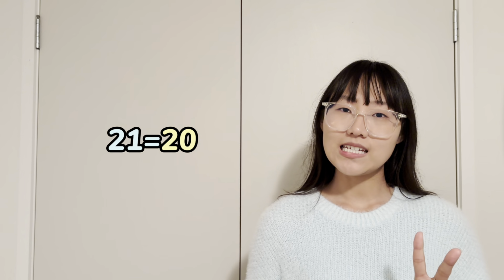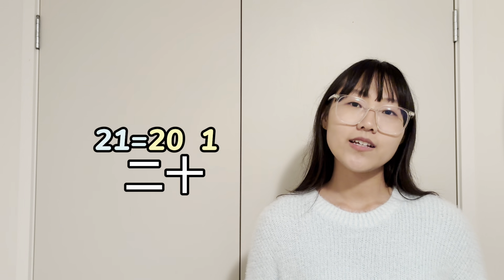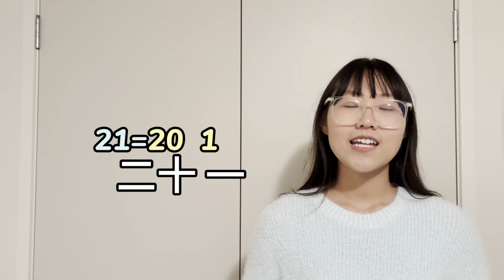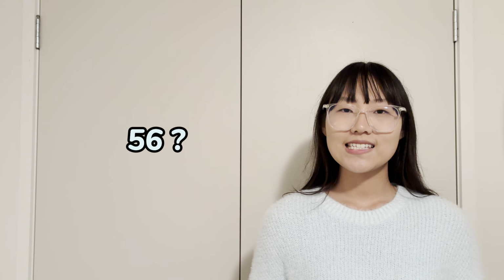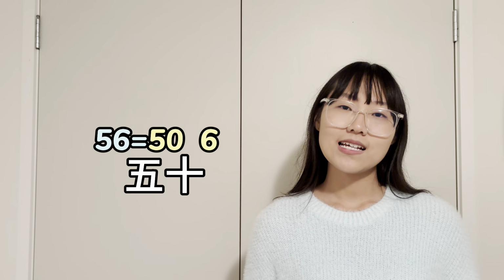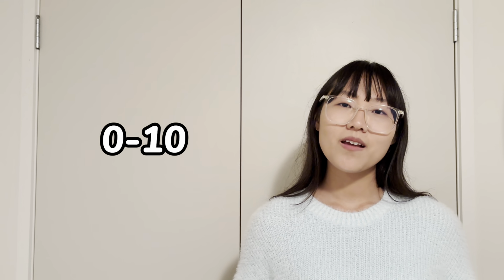But do you know how to say 21? For example, 21 is 20 and 1, right? How to say 20 in Chinese? 二十. How to say 1 in Chinese? 一. So together is 二十一. What about 56? 50 is 五十, 6 is 六. Together is 五十六. You got this! If you remember how to say from 0 to 10, you remember everything from 0 to 100.